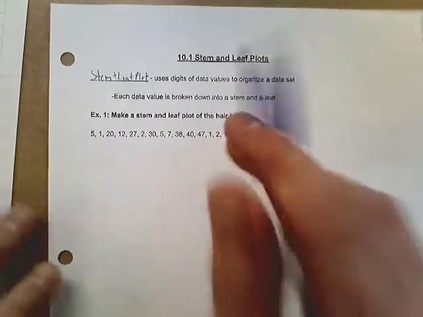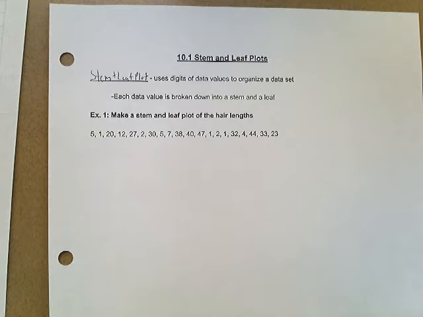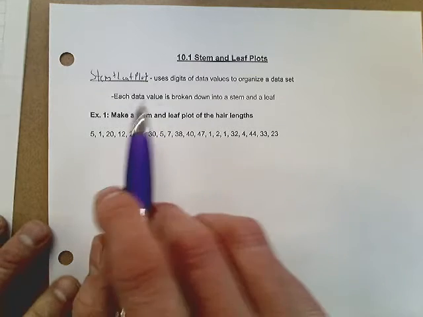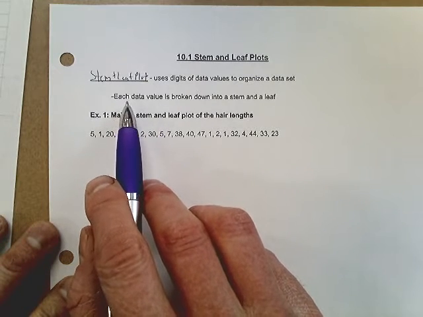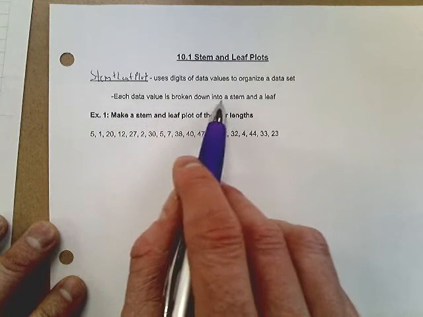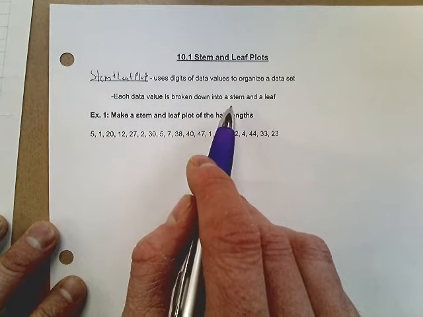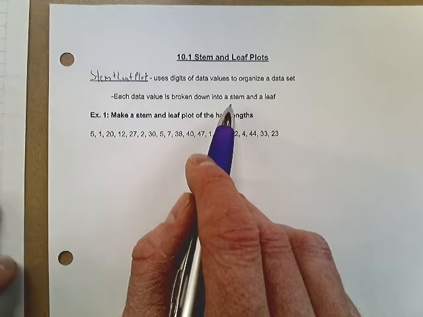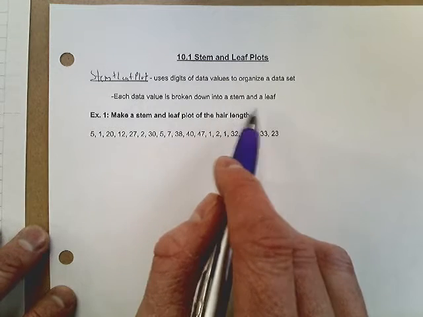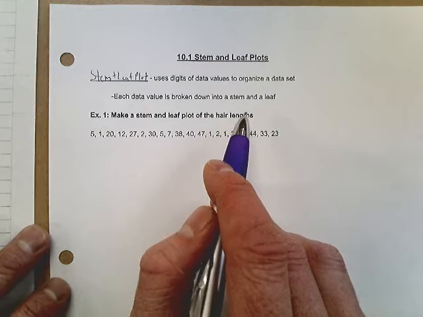When you have a bunch of numbers, it's nice to have them organized. They're easy to kind of digest and analyze. In a stem and leaf plot, each data value is broken down into a stem and a leaf. Like I said, your stems are usually your tens place value, and your leaves are normally your ones place value.